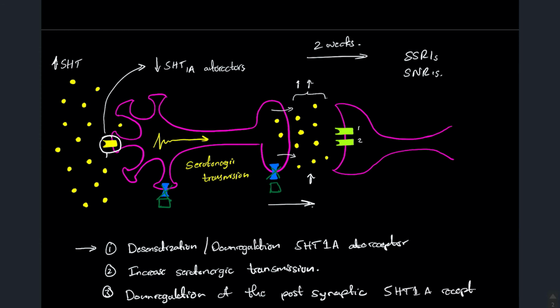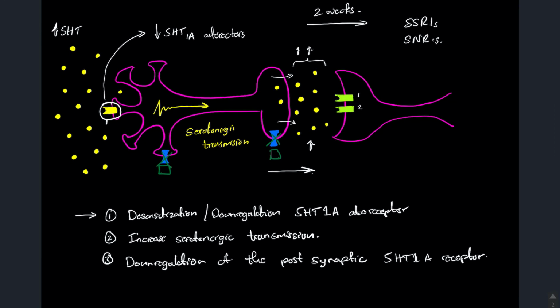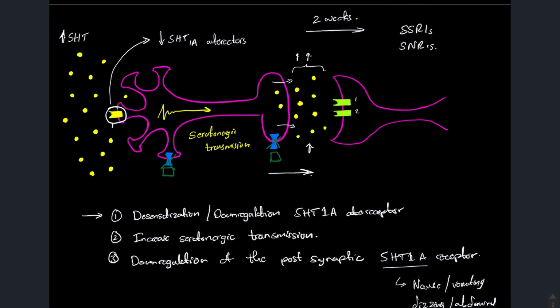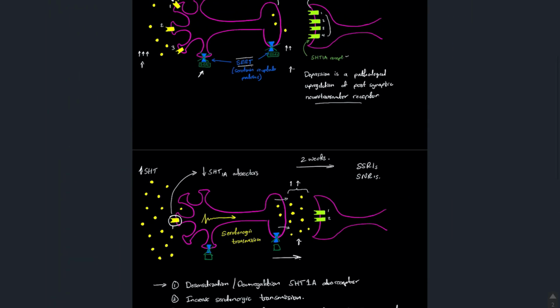5-HT1A receptors. Also, when there is downregulation of the postsynaptic 5-HT1A receptors, that is said to be the time when patients usually develop tolerance to side effects like nausea, vomiting, dizziness, or abdominal symptoms. And to compare and contrast, I'm just going to zoom out a little bit.